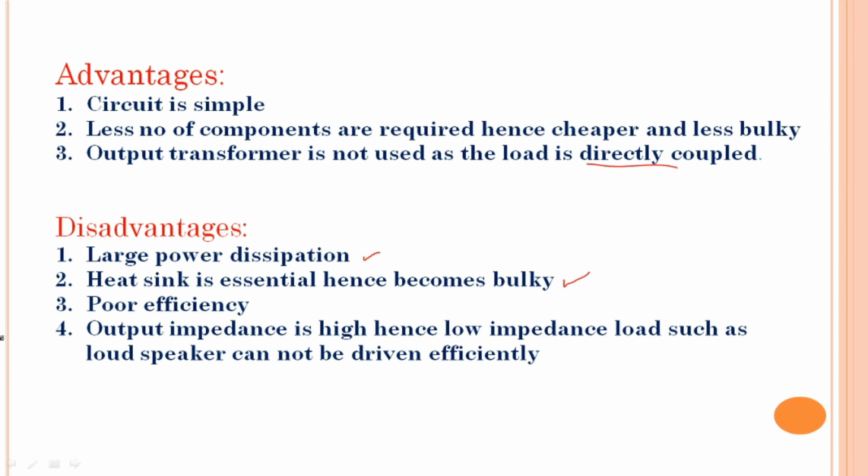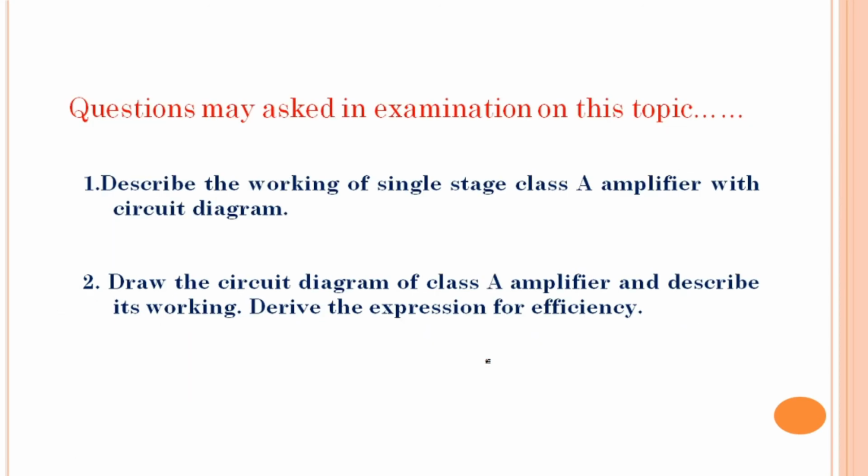And the last disadvantage is the output impedance of this type of amplifier is very high. Therefore a low impedance load such as a loudspeaker cannot be connected, or it cannot drive the low impedance loudspeaker by using this type of class A power amplifier. So these are the disadvantages of this circuit.